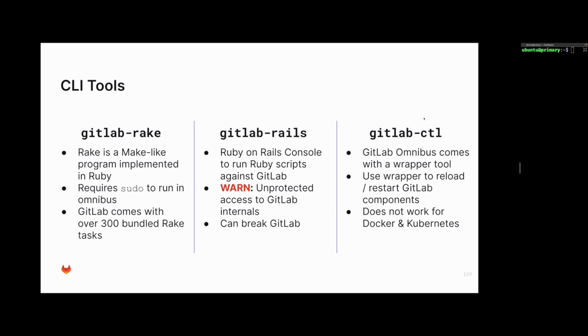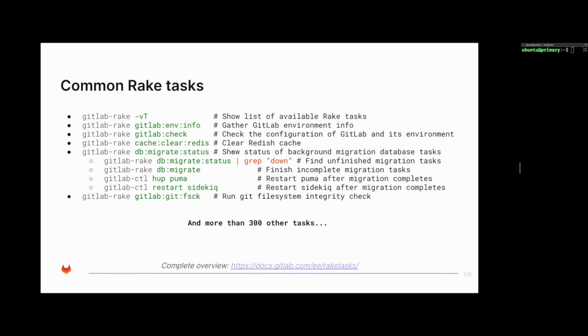And then we have the GitLab control, which is simply a wrapper around our services that build out GitLab. GitLab comes with all kinds of services and components that are installed, and GitLab control will control these services. Obviously, that doesn't work on Docker and Kubernetes, because with Docker and Kubernetes, you typically destroy or stop the container or the pod and then restart it.